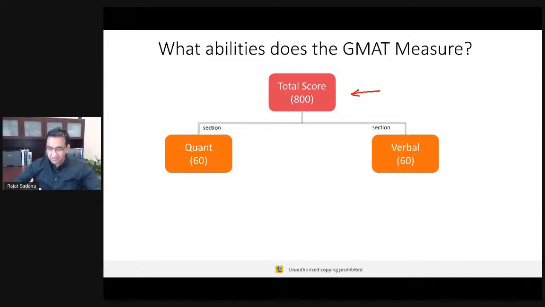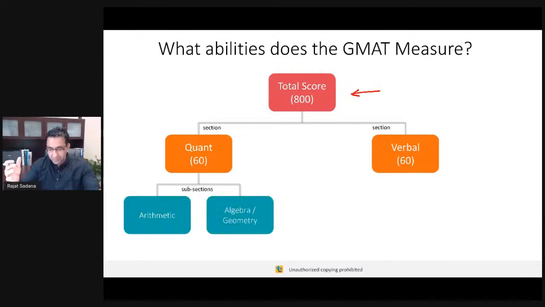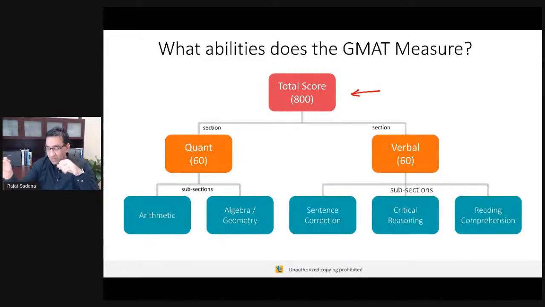But the thing that you need to understand is that the score out of 800 is built out of two scores, one in quant and one in verbal. And then your quant score is further built out of two subsectional scores, one in arithmetic, the other in algebra geometry. On the verbal side, we have these three subsectional scores. The beauty of this is there's a common denominator across these scores. And what is that denominator? It's a denominator of percentiles or ranks.